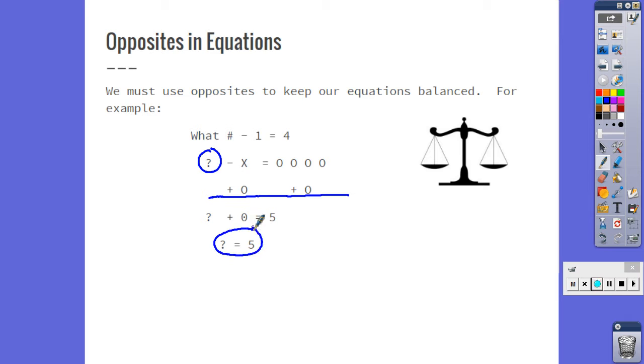Now here's where the balancing act comes in terms of our scale. Remember that this whole side right here is like the left pan in my scale, and this whole side right here is like the right pan in my scale. If I add a circle to one side of my scale, in order to keep it in balance, I have to add that same amount to the other side. I think about this as a scale, keeping everything in balance, and whatever I do to one side, add or subtract, I have to do the exact same thing to the other side to keep everything in balance.